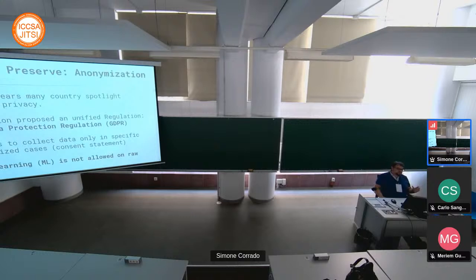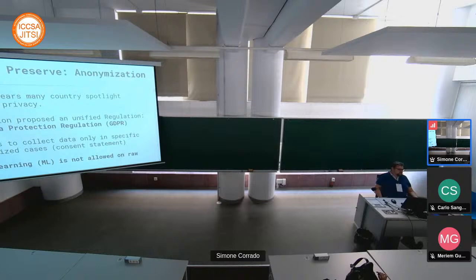Privacy is a very important topic in recent years, and it's not a topic only for researchers, but a very important topic for governments everywhere in the world. In particular, the European Union proposed a unified regulation, GDPR, the General Data Protection Regulation. In many other countries there is a spotlight of attention on privacy. The GDPR was one of the first of this kind of regulation, and it is taken as an example by other countries, for example the Chinese privacy regulation. In the United States, this kind of regulation is left to the states. For example, the state of California enacted a law inspired by GDPR.